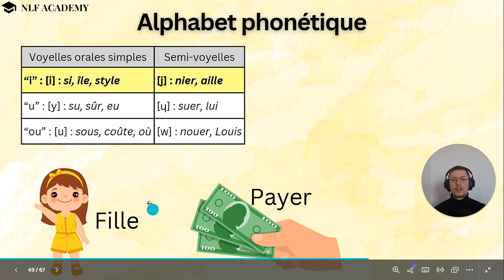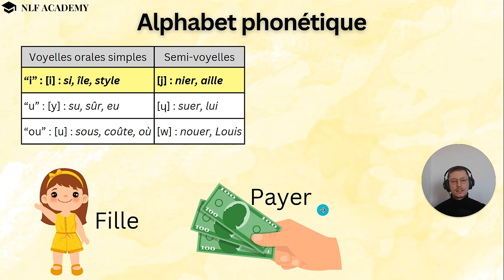Fille, fille. Payer, payer. Très bien. So this is the sound I, and this is the matching half consonant, half vowel. Y. Fille, payer.